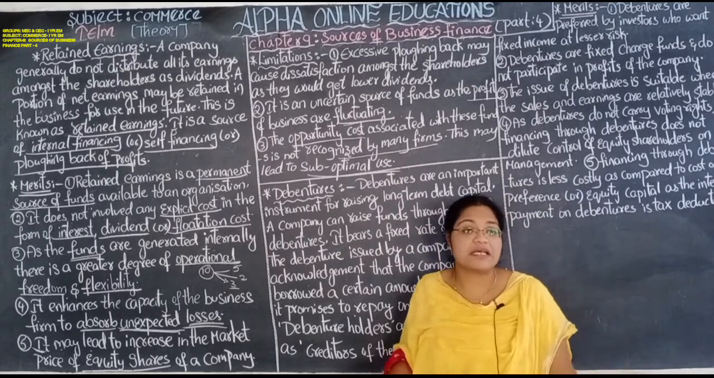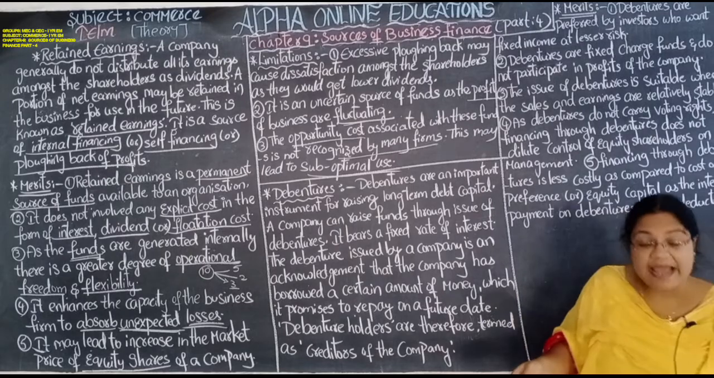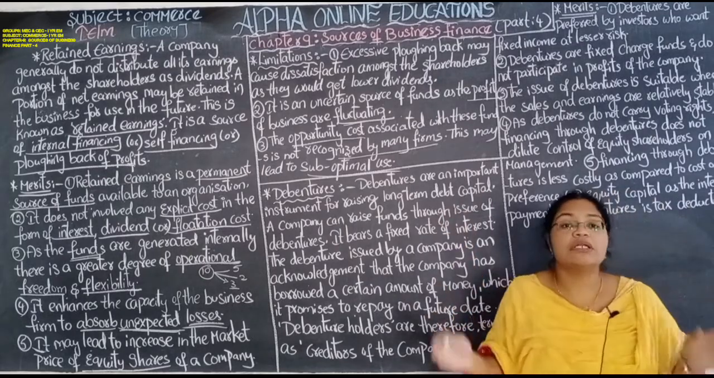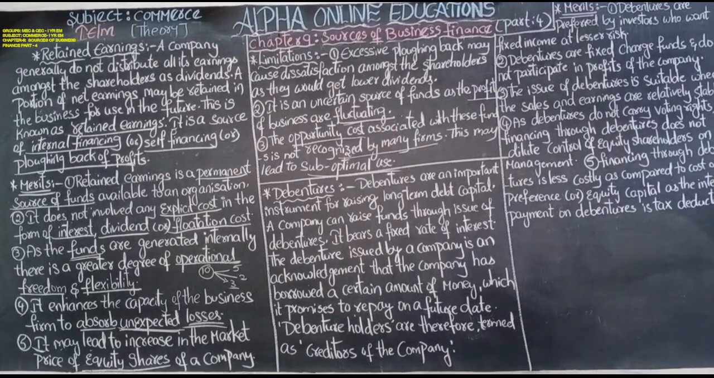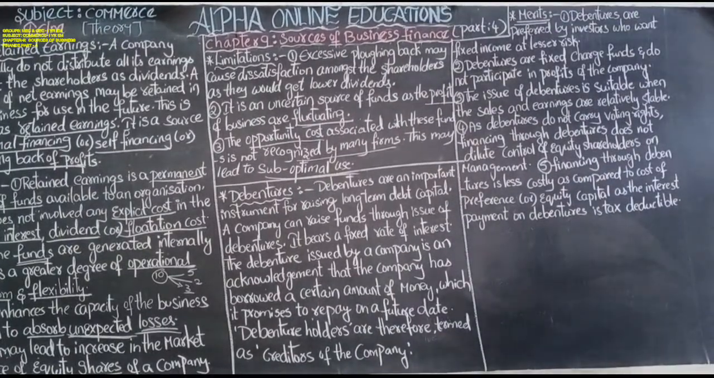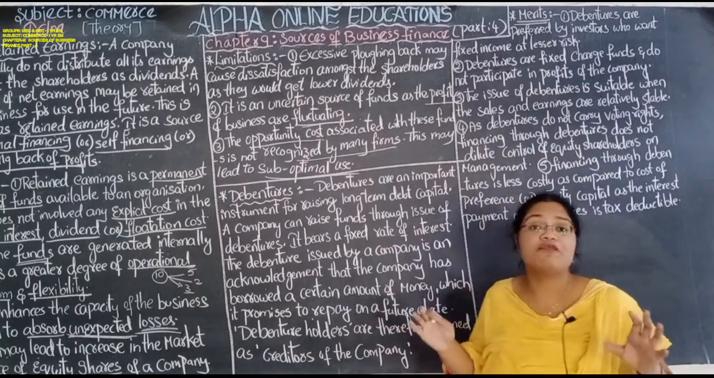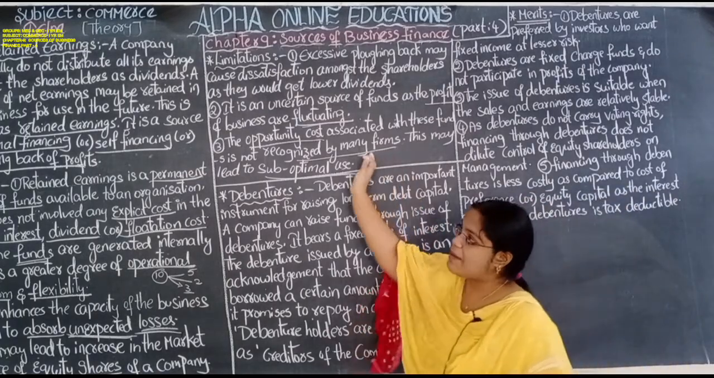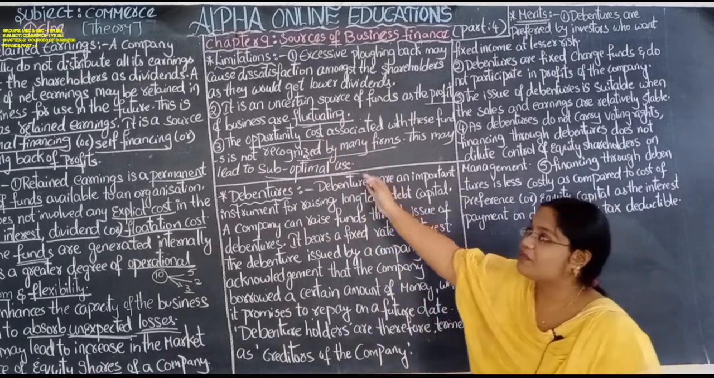Suboptimal use means the retained earnings that we have saved are not completely used. Suboptimal use means not fully used. This is about the demerits, or limitations, of retained earnings.